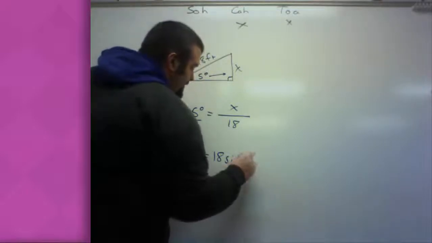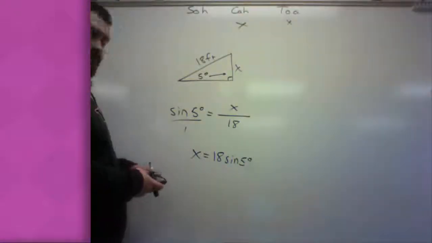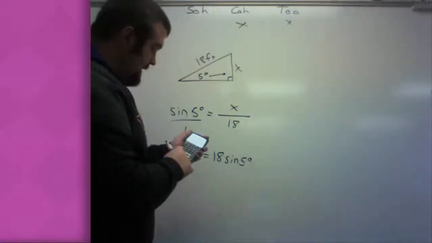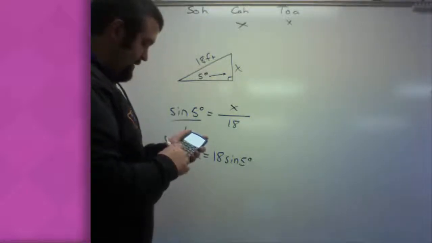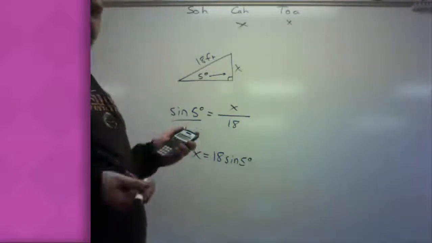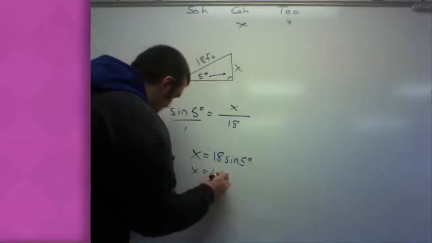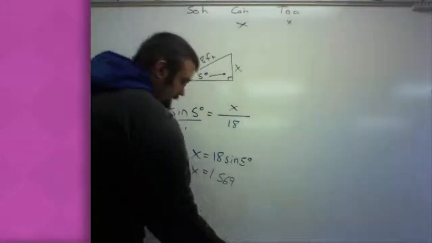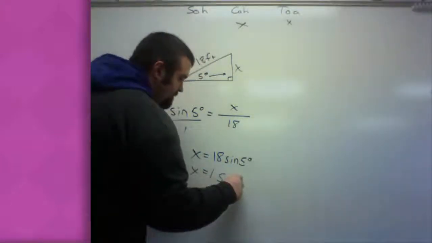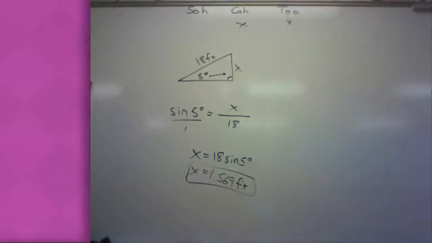If you can do this in your head, again, awesome. That's pretty impressive. If you can't, you're just like me, so don't worry about it. Pull out your calculator. 18 times sine of 5. Make sure you hit all the buttons correctly, otherwise you'll get a wrong answer. If you get this answer, your calculator is giving you what you're supposed to. X equals 1.569, rounded, feet. There we go. That's the height of the ramp. It's 1.569 feet.